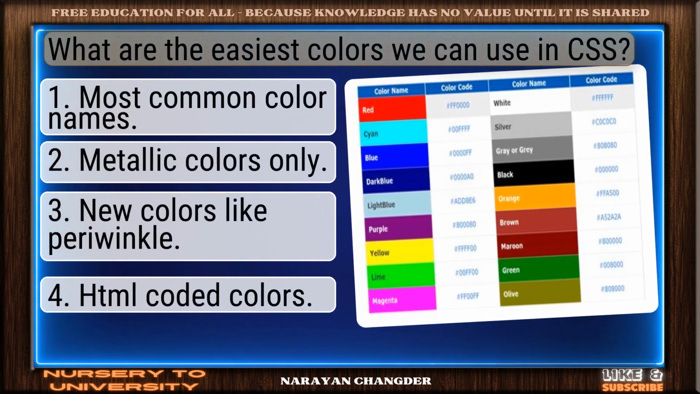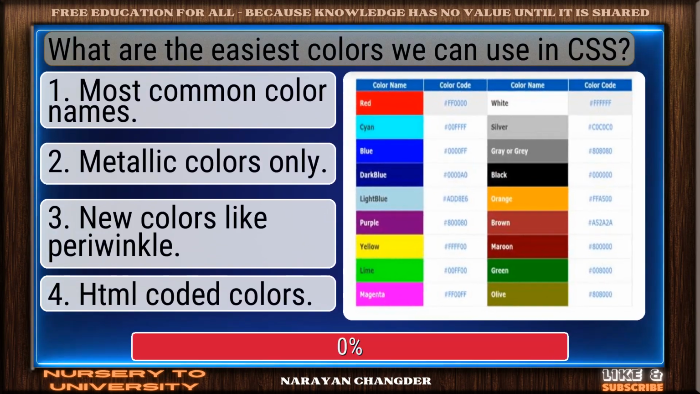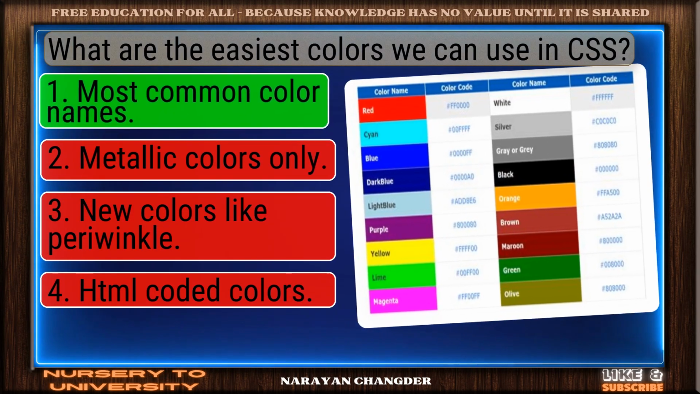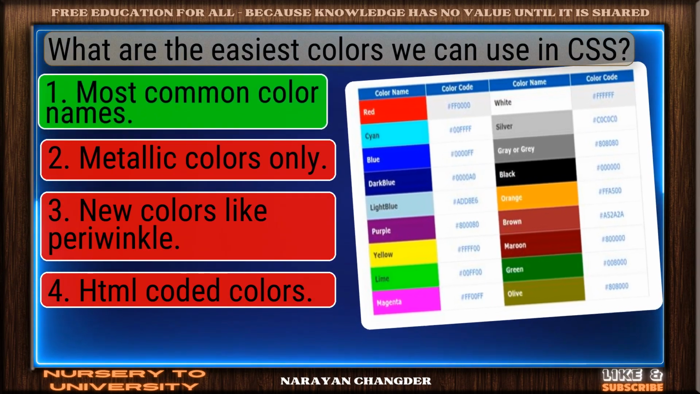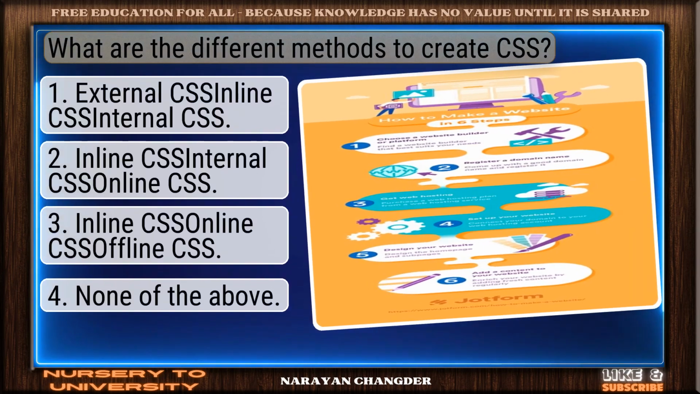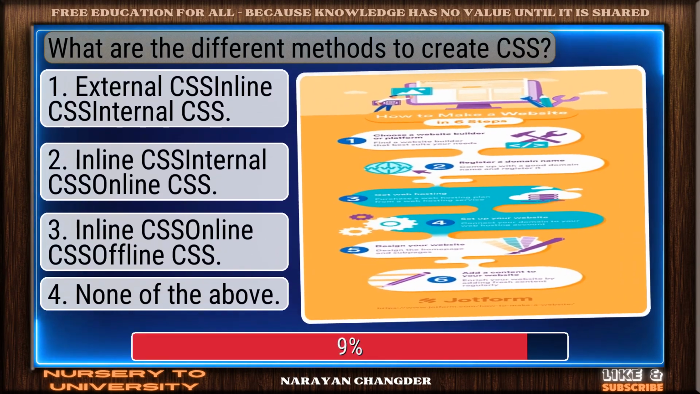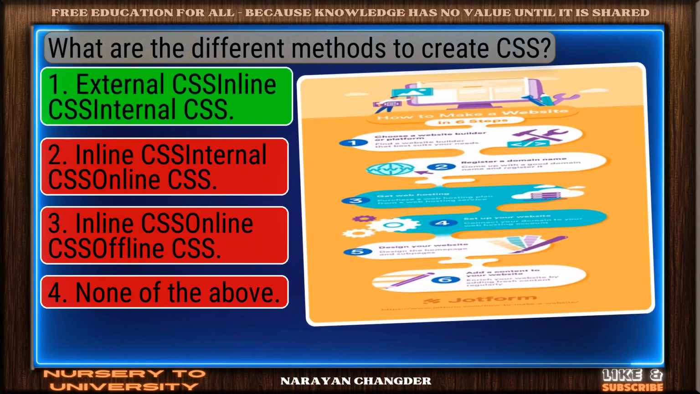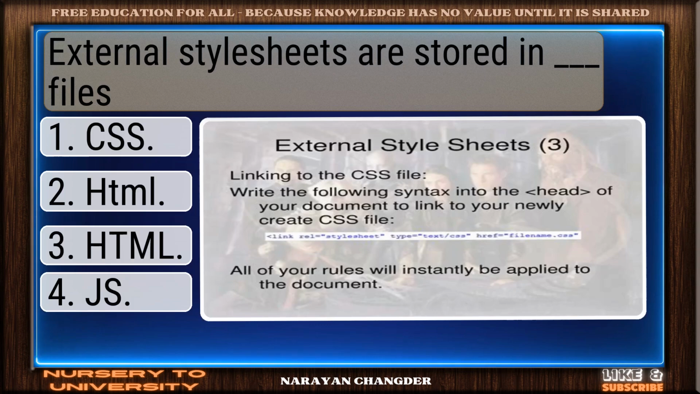Question number 11. What are the easiest colors we can use in CSS? Right choice. Most common color names is the best answer. Question number 12. What are the different methods to create CSS? You chose external CSS, inline CSS, internal CSS, and it is correct.